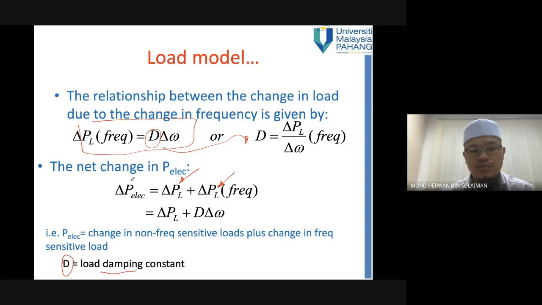P elect basically consists of 2 parts: the load changes, which is the pure resistive part, and the other one is the effect from the frequency. That's why you have delta PL plus D delta omega.